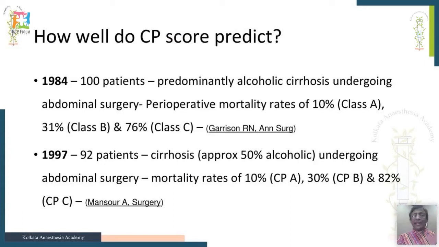How do they predict in non-hepatic surgery? Let's look at it. In 1984, I'll just give you alcoholic cirrhosis, abdominal surgery. Again, it is nearly predicting the way it was predicting even for mortality. Even a little later on, in 1997, you see it is still predicting similar to what was thought that it should do.